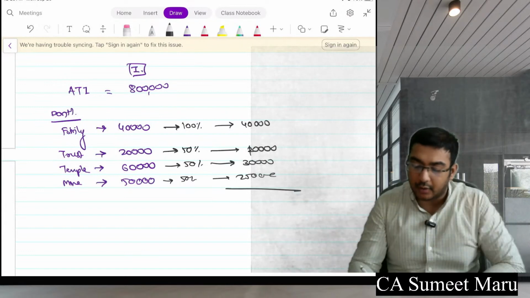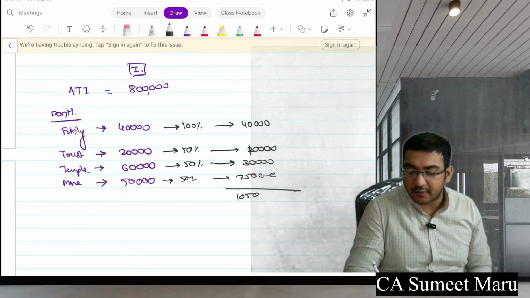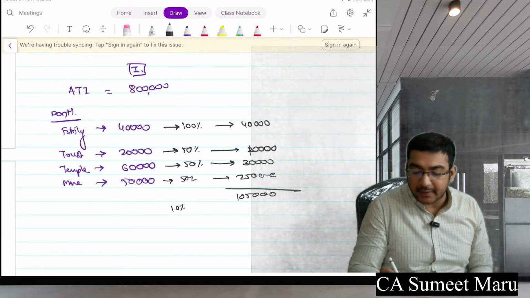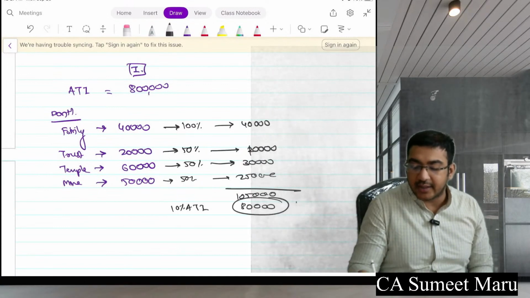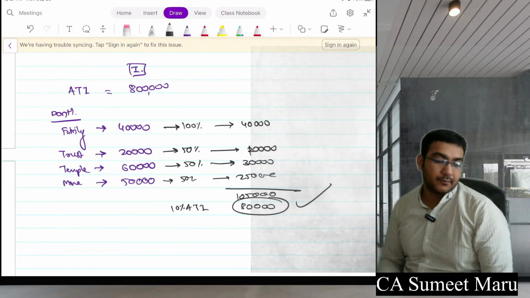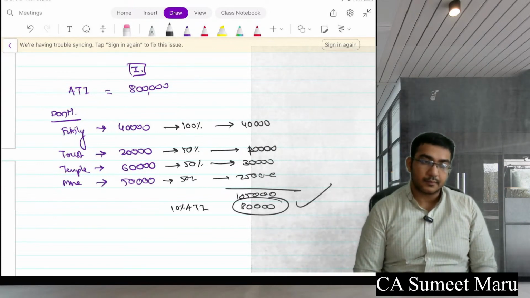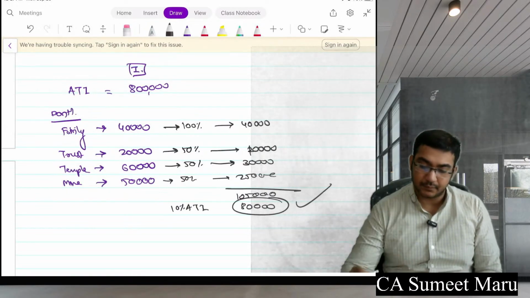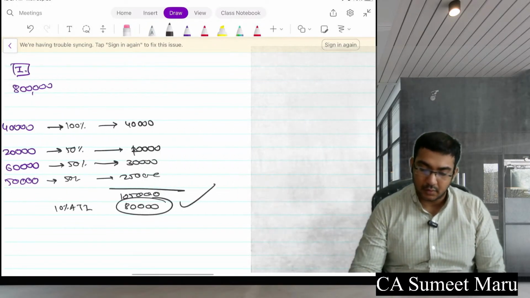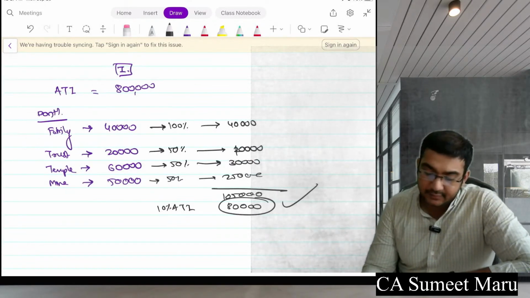What is the total? Total is 40 plus 10, 20, 30, 40, 50... 1 lakh 5,000. But it has to be restricted to how much? 10% of adjusted total income. That is only 80,000. So you will get a deduction of 80,000 only. Got it everyone? Everyone got it? The ones who haven't answered?